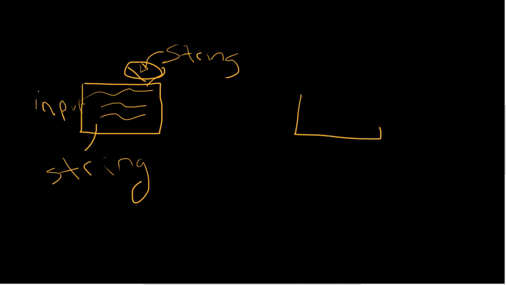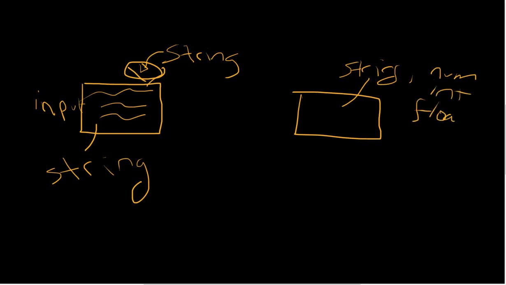The print function is another built-in function that we've used already. The print function can take a string, or it can take a number. That would be an int or a float. There's no num data type. It could take a bool. It can take different data types.